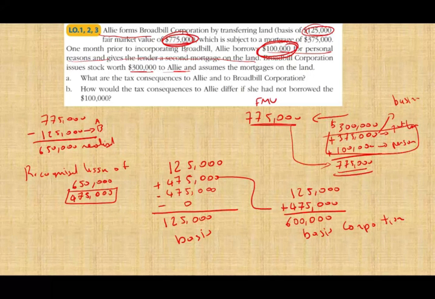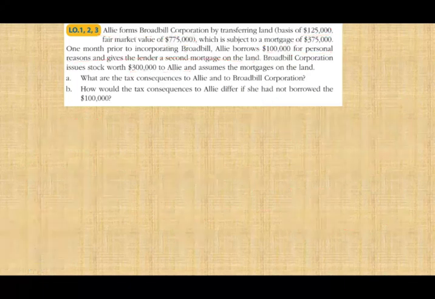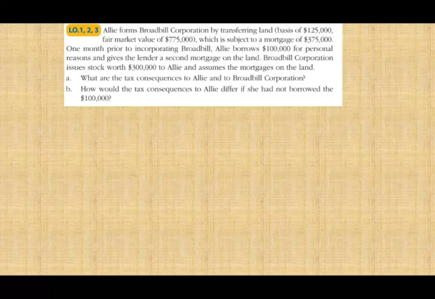Well, we're going to have to go through the transaction again. But let's see what we have here. Let's erase all the ink. Now, notice we have a basis of 125. We have a liability equal to 375. Now the liability exceeds the basis. Remember, in this situation, we have a liability exceeding the basis.